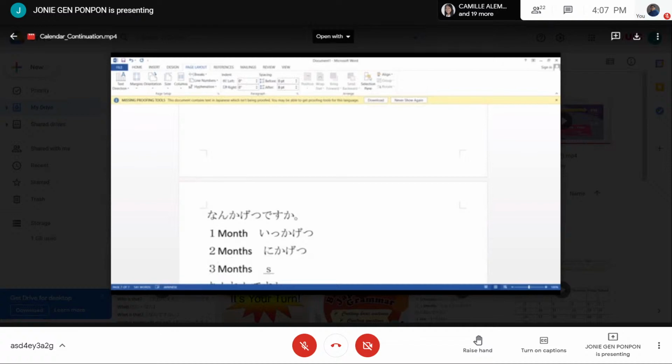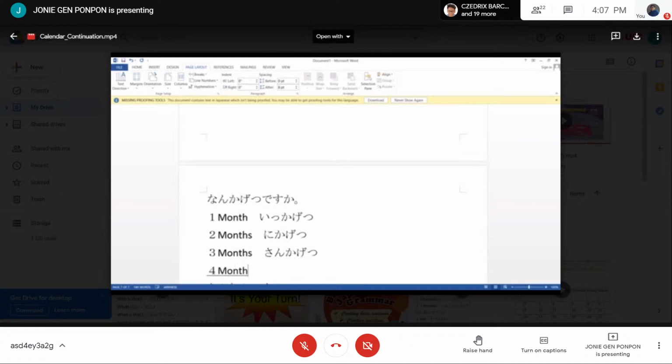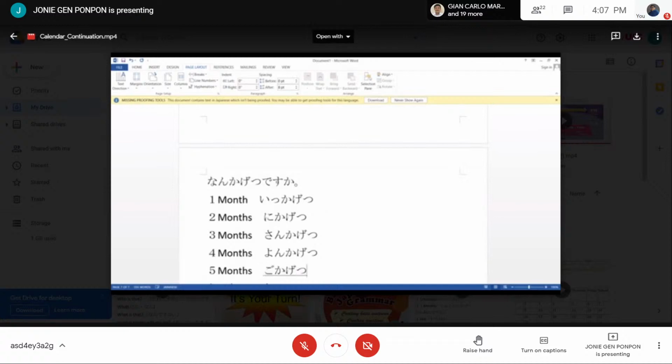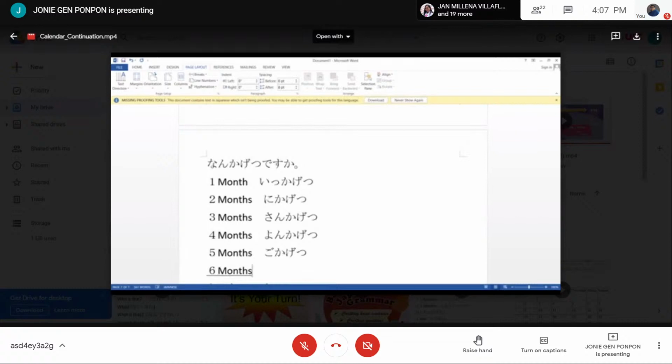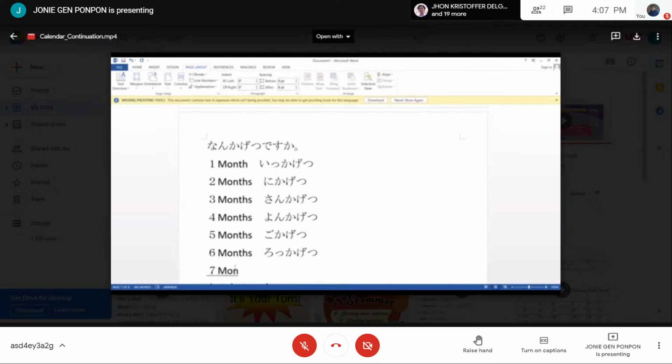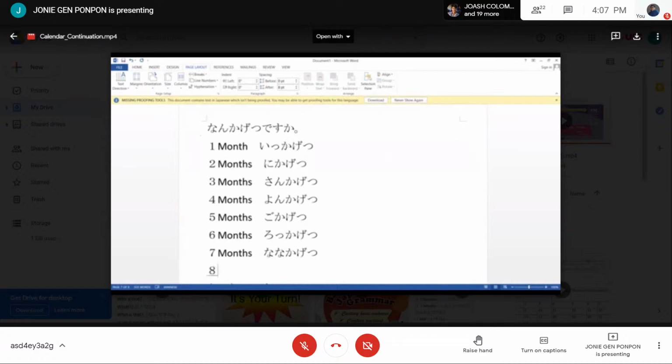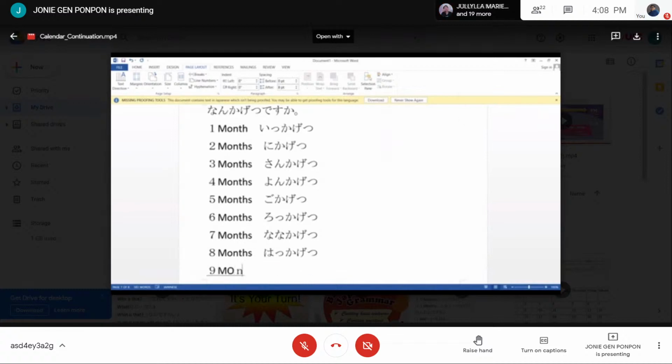3 months, 3ヶ月. 4 months, 4ヶ月. 5 months, 5ヶ月. 6 months, 6ヶ月, Rokkagetsu. 7 months, 7ヶ月. 8 months, 8ヶ月, Hakkagetsu, not Hachikagetsu.